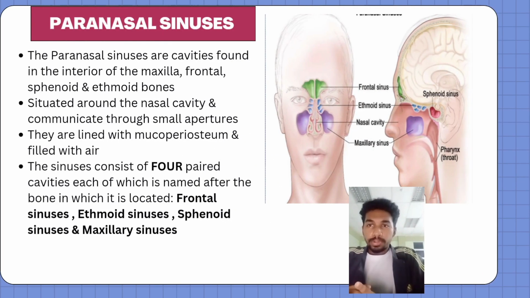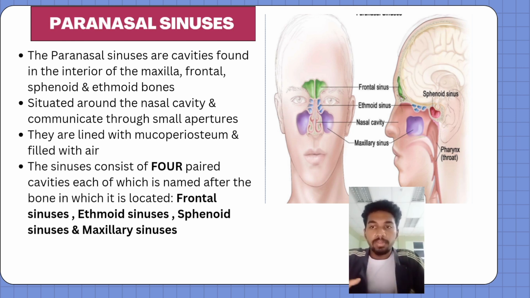Now we will go to the next component, which is the paranasal sinuses. The paranasal sinuses are cavities found in the interior of the maxilla, frontal, sphenoid, and ethmoid bones, situated around the nasal cavity and communicating through small apertures. They are lined with mucoperiosteum and filled with air.